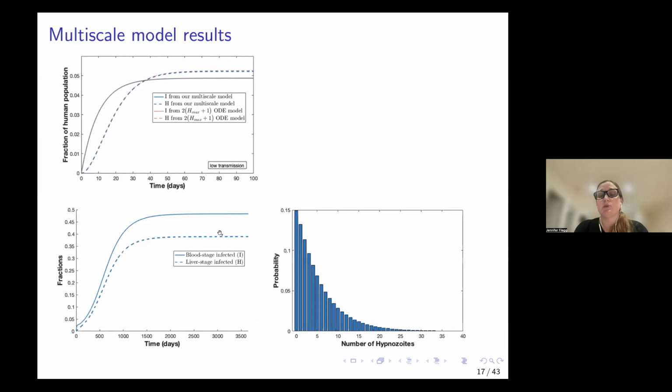But of course, using the within host model, we can always, at any time, so here at steady state, calculate the probability of having any number of hypnozoites. So we can always reverse engineer what this is from the within host model.